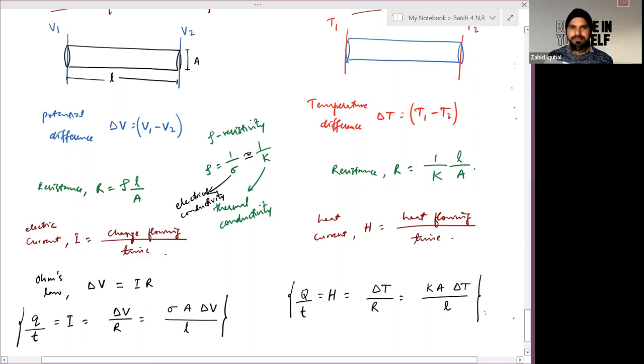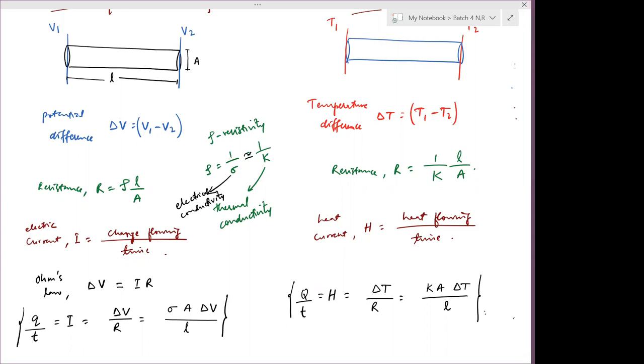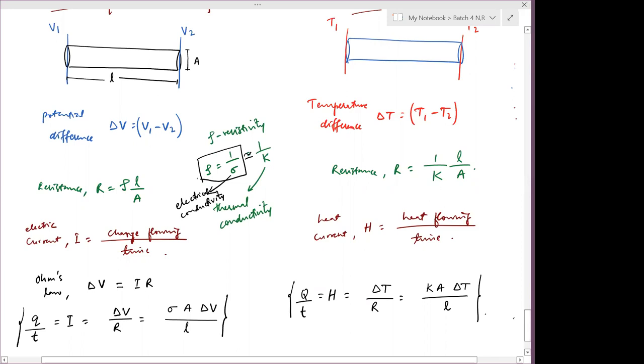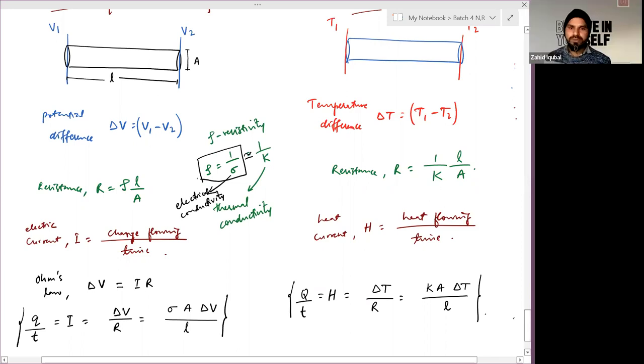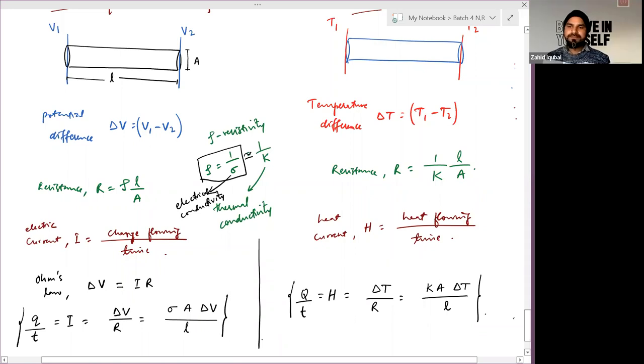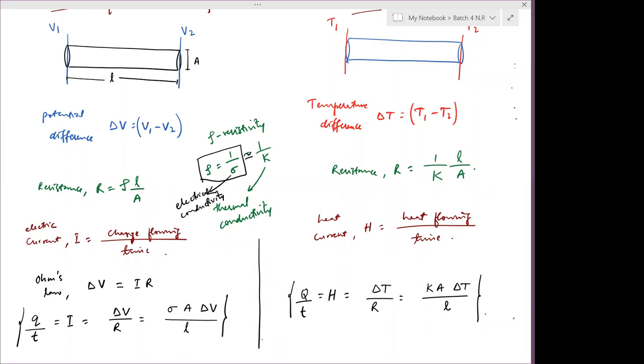Gautam, is it clear? I don't get the sigma A delta V by L, that thing. I've just converted this particular rho in terms of 1 by sigma so that you may relate these two different quantities individually. Okay. Yes, sir. Krishna, any doubt? Yes, sir. Got it, sir.